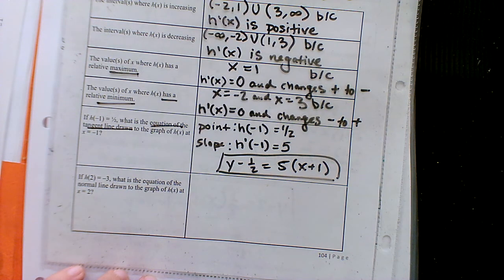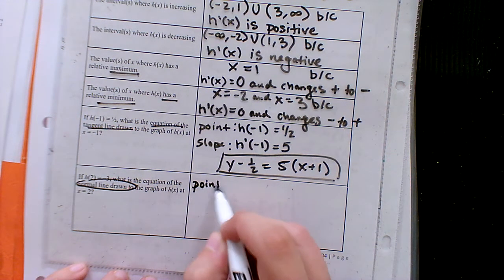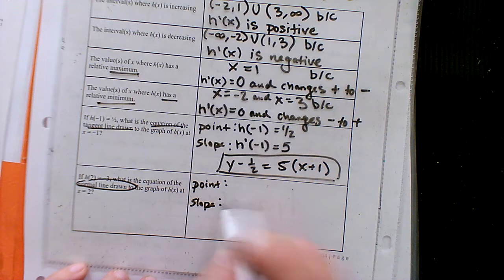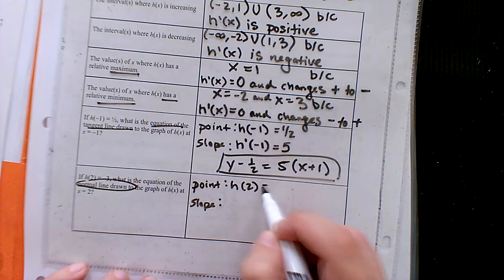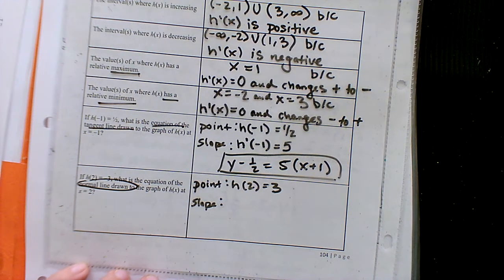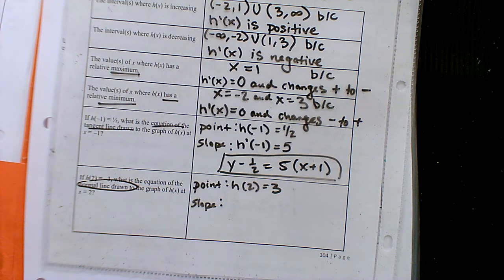Let's check out the next one. If h of 2 equals negative 3, what's the equation of the normal line? So it's still a line nonetheless. We need a point and a slope. They give us the point. We got to figure out the slope. What do we think? What do you think, Anuj?